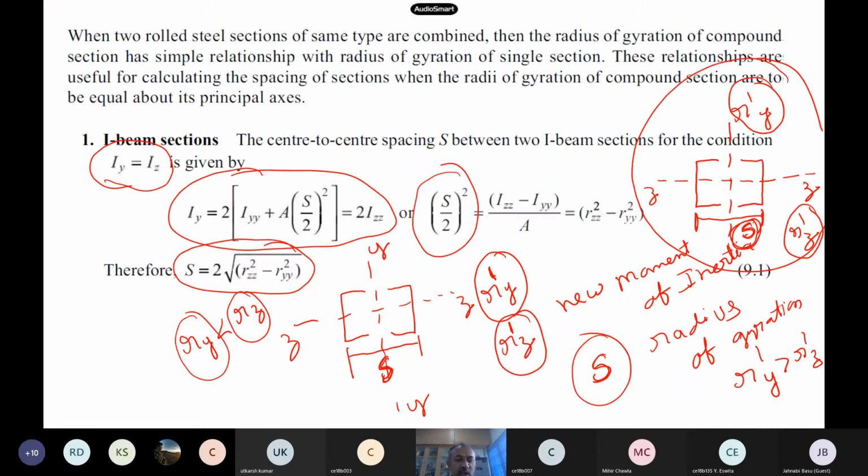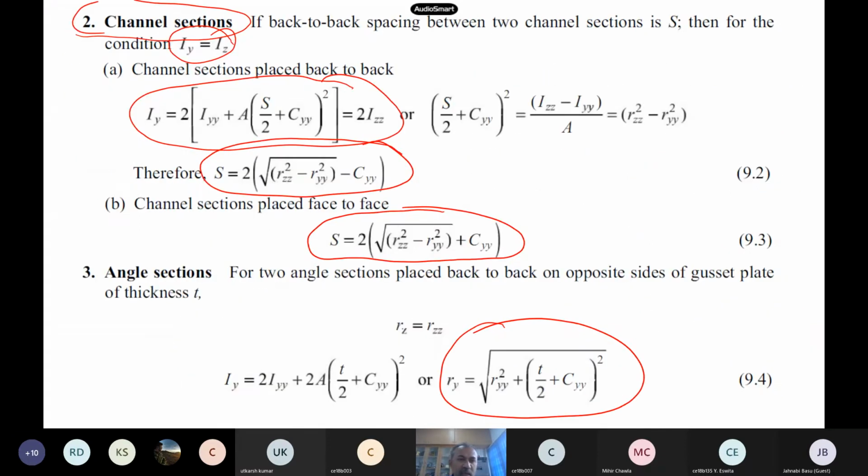I also told you about the spacing. This is the most important thing: how do we choose the spacing between these sections? The idea was you choose the spacing such that Iy is the same as Iz, so that the moment of inertia is the same in all directions, along the major and minor axes, and you will get an economical section. For channel sections I showed you, and angle sections also. It is very easy, you follow, right? If you know the moment of inertia, you equate and then solve for the spacing.